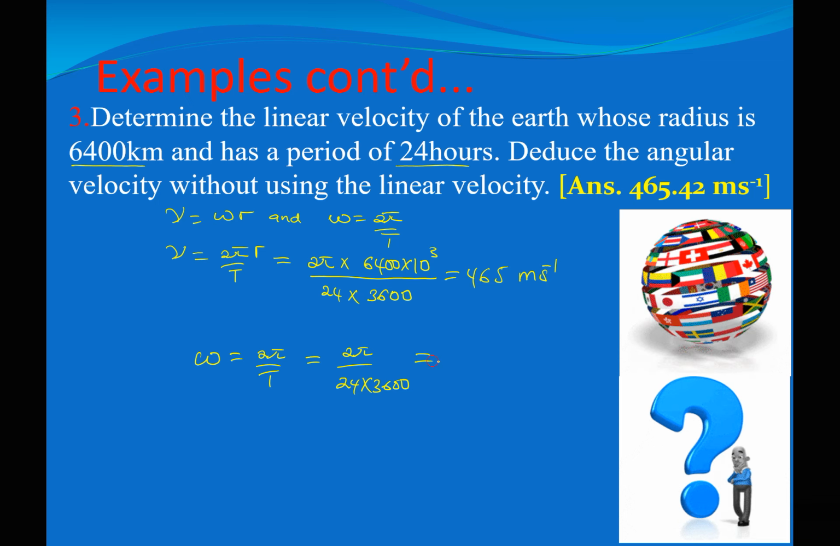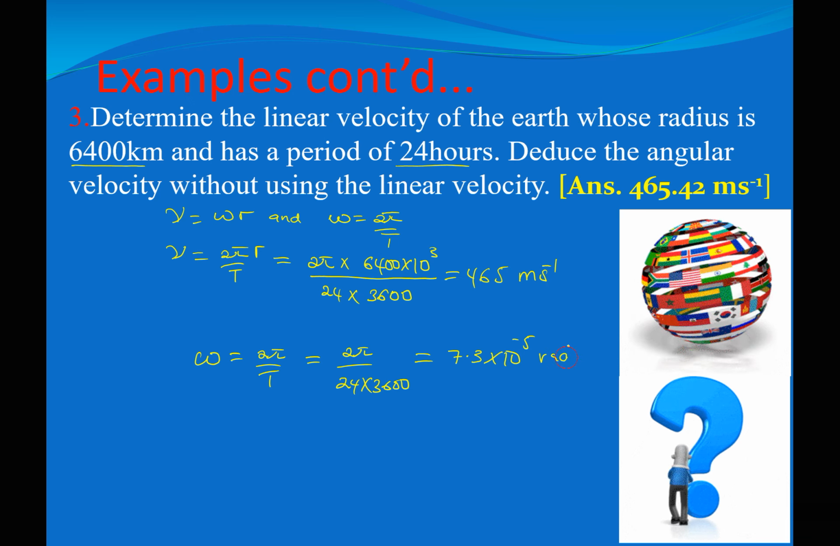So this is of course 7.3 times 10 to the power of negative 5 radians per second. I think that is the angular velocity for the Earth. It's approximately, or for any object which takes the same time as the period of the Earth, I think that is going to be the angular velocity for such an object. Okay.